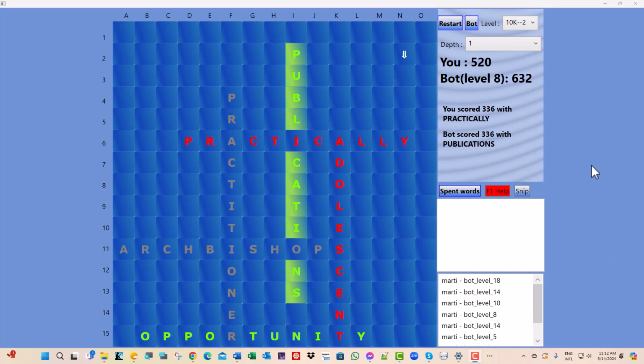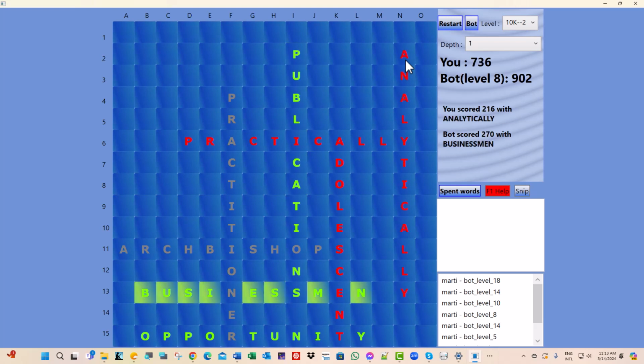Since the board is quite empty, now is the time to make long words, and I will use the Y at the end of practically. I start in A2, a vertical word, analytically. You see, if I make a mistake, I can always use backspace to get back. I am happy with that word, so I enter, and I got 216 with analytically.